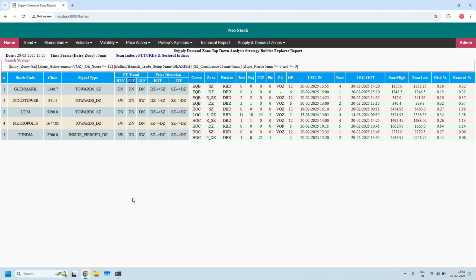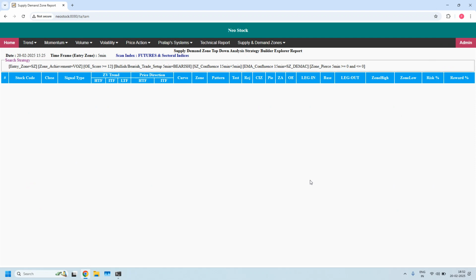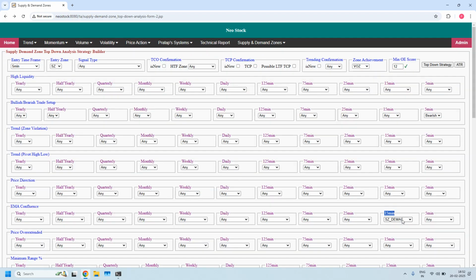If any of these 15 minute supply zones are having daily EMA, probably those zones might have a higher success rate. Let's verify. In the EMA confluence at the 15 minutes time frame, I am setting the filter: 15 minute supply zone having daily EMA confluence or not. With this filter, we don't have any stocks. Okay, next let us look into LTF, ITF, HTF supply zone confluence supported stocks.